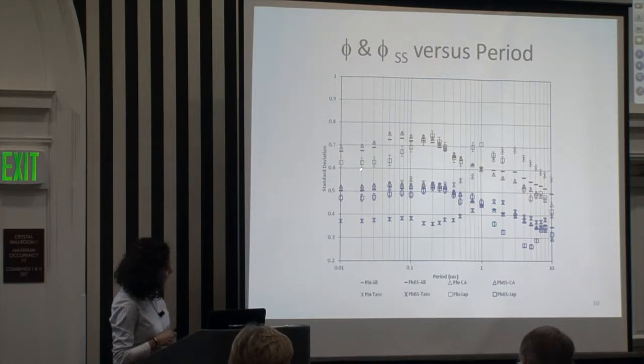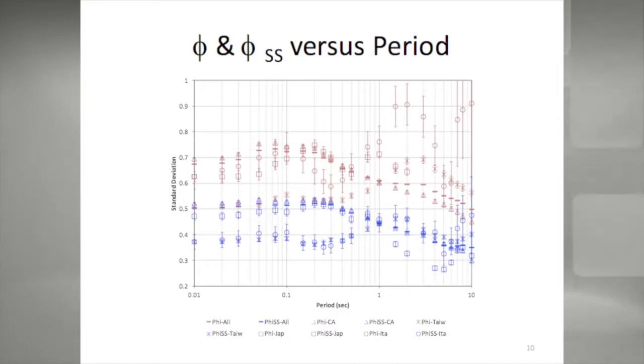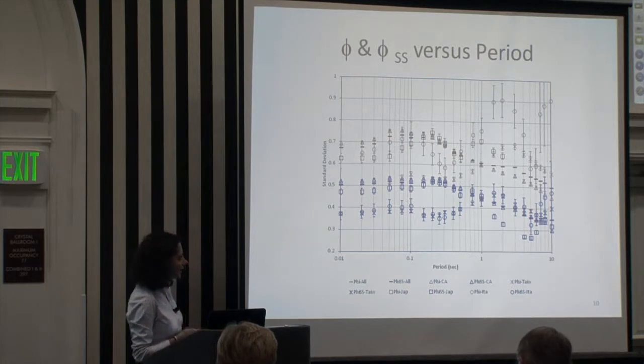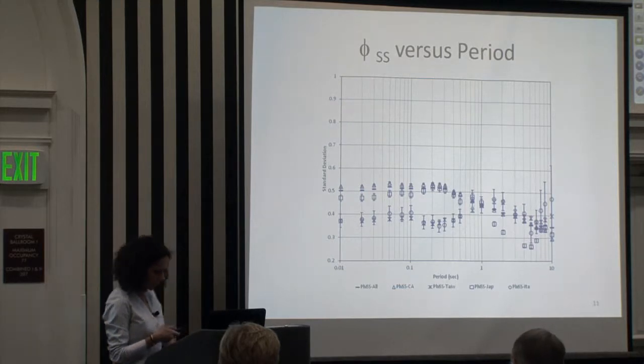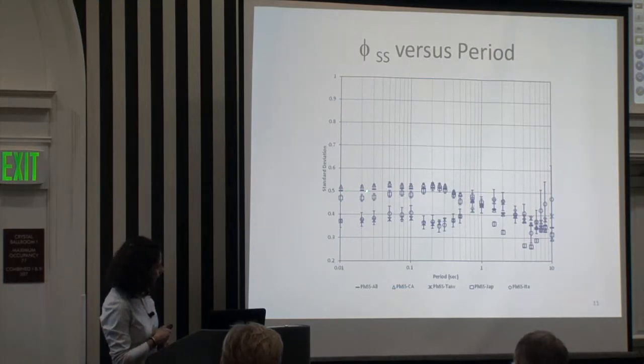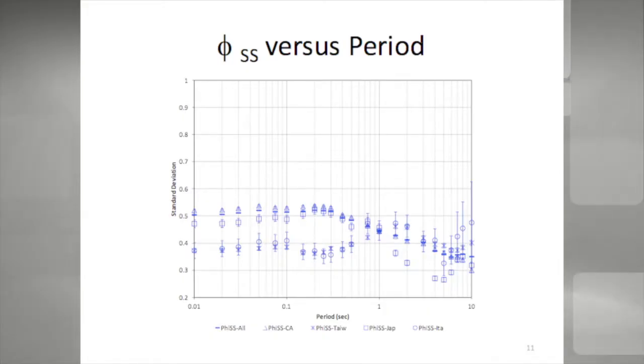Then you have the square, it's the Japan data. This is their phi, and this is their phi-SS. Now these stars are the Taiwan data. So phi for Taiwan is significantly lower than the rest of the data, and same thing for phi-SS. So we can also add Italy, which is the circles, and there is not that much data, so you can see that it has a big error. So if we look at phi-SS only here, to make it more clear, you see the phi-SS of all the data set. Then you have California, Japan, Italy, and Taiwan here.